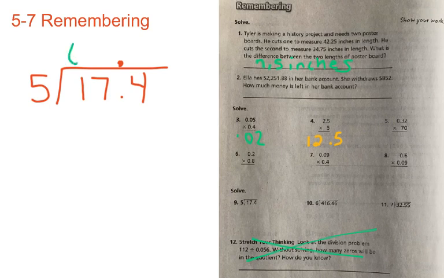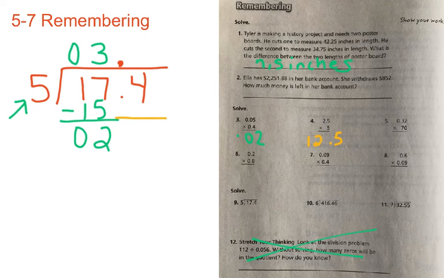5 cannot go into 1 because it is larger. 5 can go into 17 3 times without going over. 5 times 3 is equal to 15. I'm going to go ahead and subtract. 7 minus 5 is equal to 2, and 1 minus 1 is equal to 0. You can complete your check and make sure that your remainder here is a 2, and make sure that it's less than your divisor, which is 5, and it is. So you're good. You can go ahead and bring down your 4.